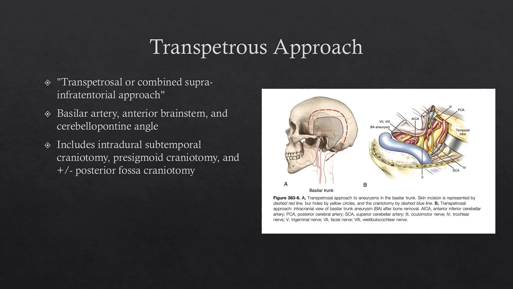The trans-Petrous approach allows visualization of the basilar artery, the anterior portion of the brainstem, and the cerebellopontine angle. This approach includes an intradural subtemporal craniotomy, a pre-sigmoid craniotomy, and, on occasion, an added posterior fossa craniotomy.